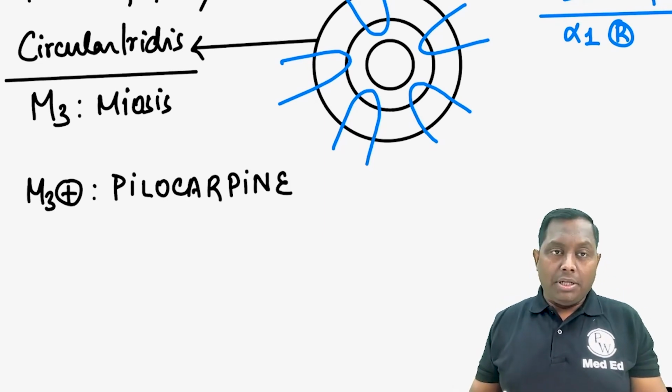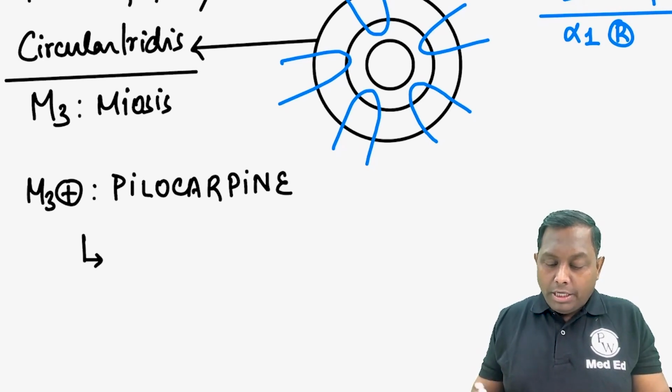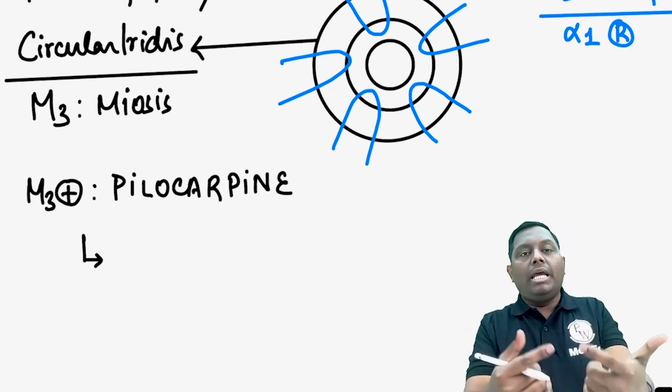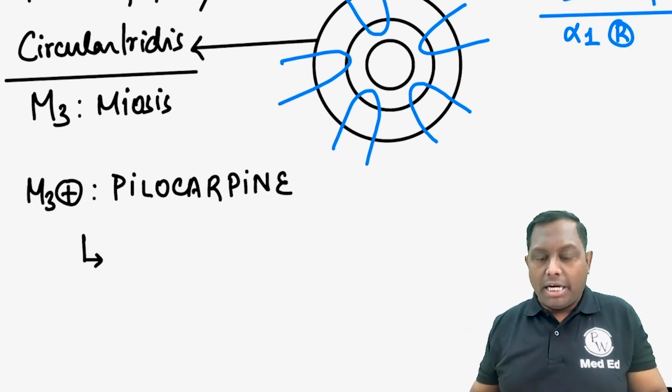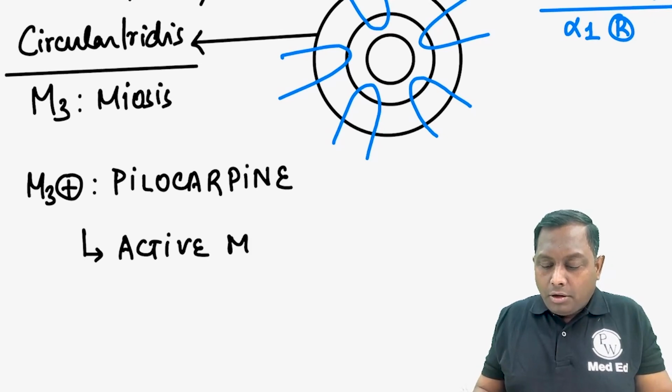Pilocarpine is one of the M3 agonists that we are going to use. And if I use the M3 agonist pilocarpine, will it cause miosis or mydriasis? Of course, it will cause miosis. You are simply increasing the activity of the circular iris muscle, and the type of miosis that we are going to see here, we call it active miosis.